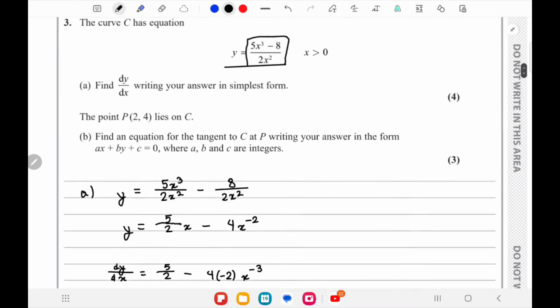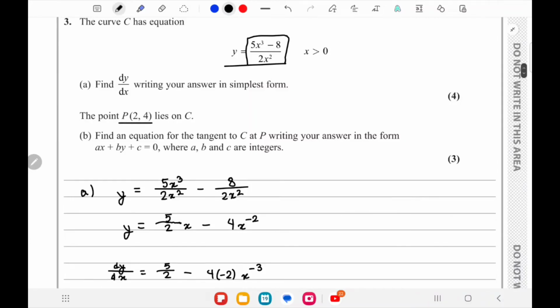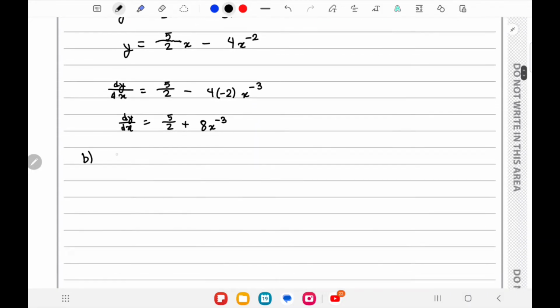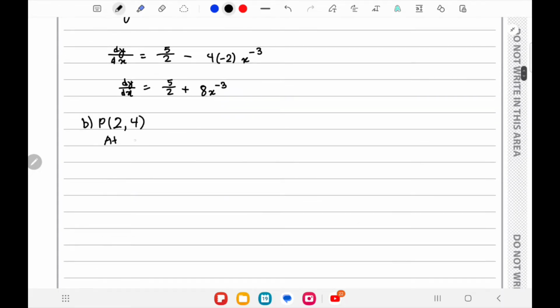Now in part B, we are given a point P which lies on the curve, and we have to find the equation for the tangent. So the point P is (2, 4). So at P, the gradient would be 5 by 2 plus 8 into 2 to the power minus 3. So the gradient would be 3.5.